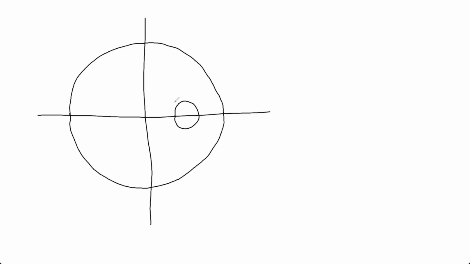Let's suppose that we have a large circle centered at the origin, and inside of that circle is a disk of radius 1. The circle has radius 9, and this disk is centered on the non-negative x-axis. So this point here is some r comma 0, where r is between 0 and 8, not including 8.